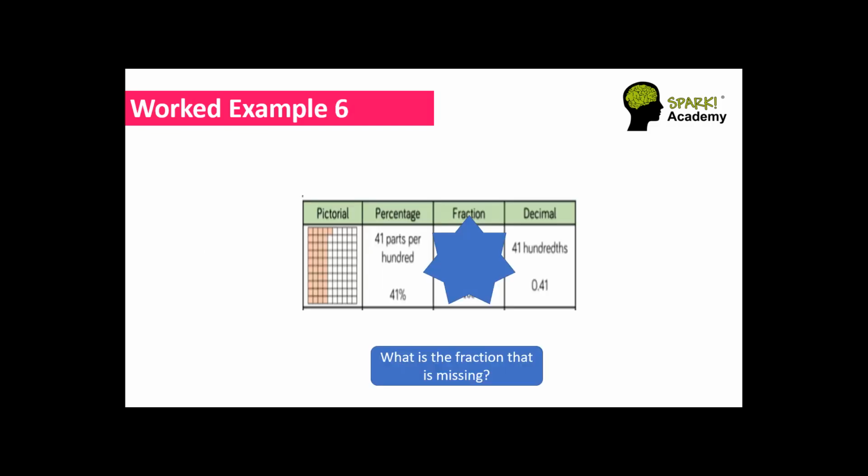Now let's have a look at the different pictorials, percentages, fractions and decimals we've got here. So the pictorial is your picture. What we've got here is out of 100, and we've shaded in 10, 20, 30, 41. And we write that as a percentage, which would be 41 parts per 100, which is 41%. Think about what your fraction is. Our decimal is 41 over 100, so it's 0.41. So our fraction is 41 out of 100, which is 41 over 100 as our fraction.